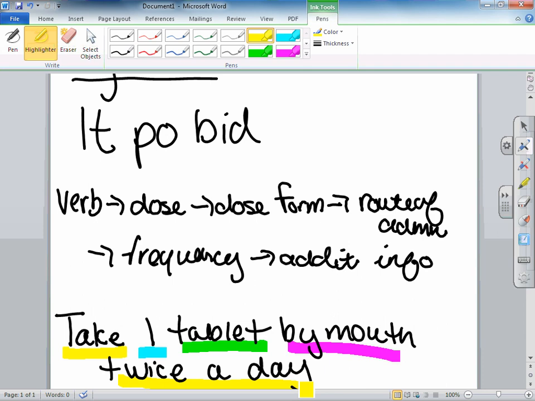For injectable medication, you will say inject however many milliliters. That is what it will read. Inject however many milliliters. Alright? We're going to do more prescription interpretation and label instructions as I go further through the chapter.